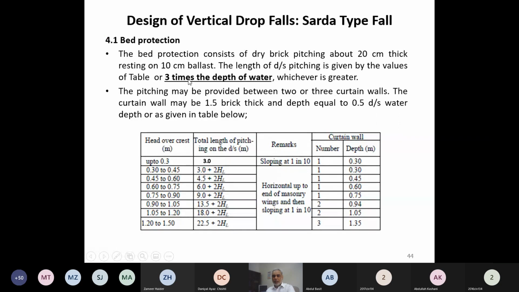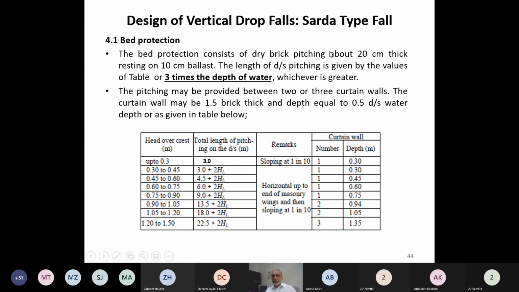So the bed protections are usually, in case of the vertical drop wall, two brick thickness, about 20 centimeter. यह इसने गाग में 20 सेंटीमीटर लिया है. अगर हम 9 इंच की थिक ब्रिक को समझें तो that will become, I think, 22 सेंटीमीटर थिक.